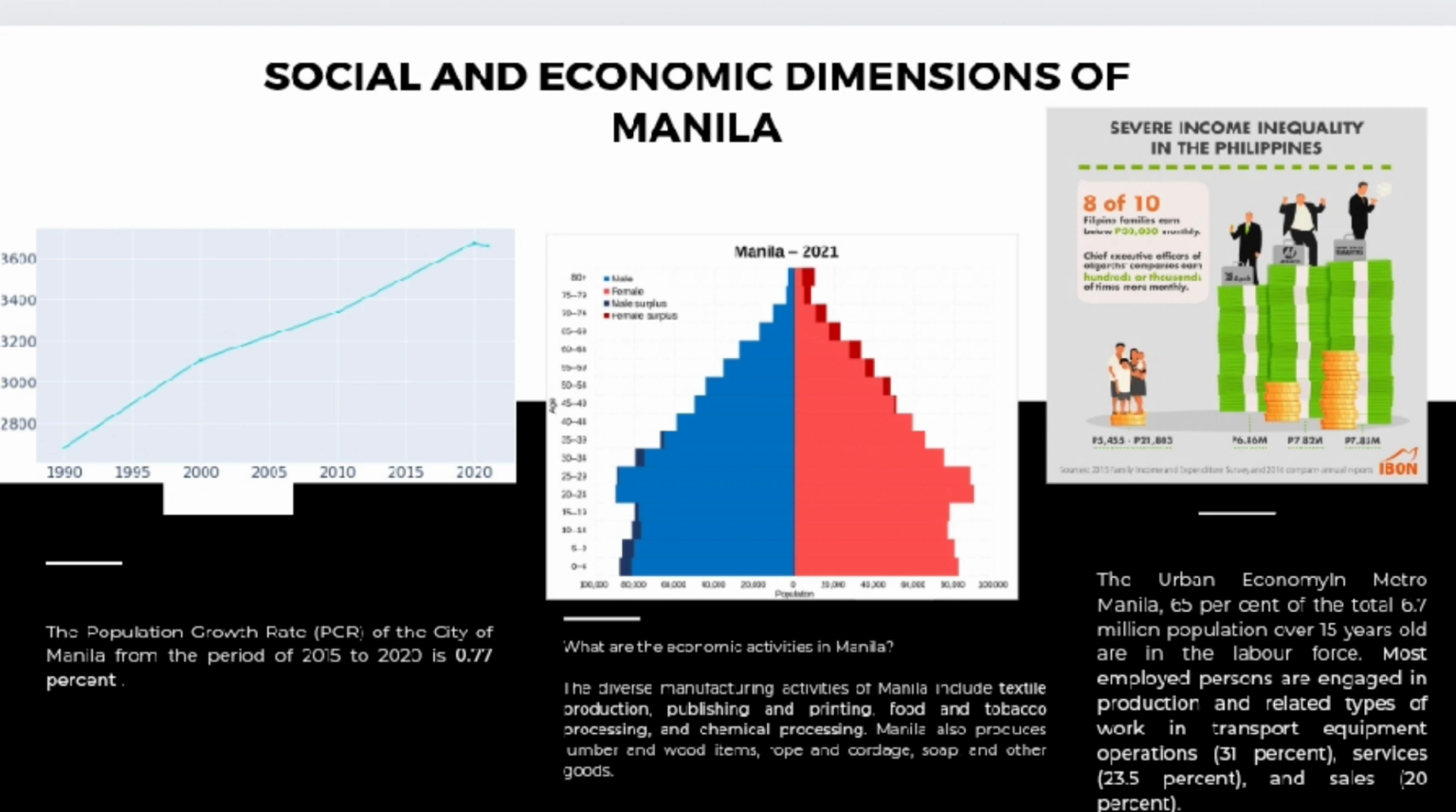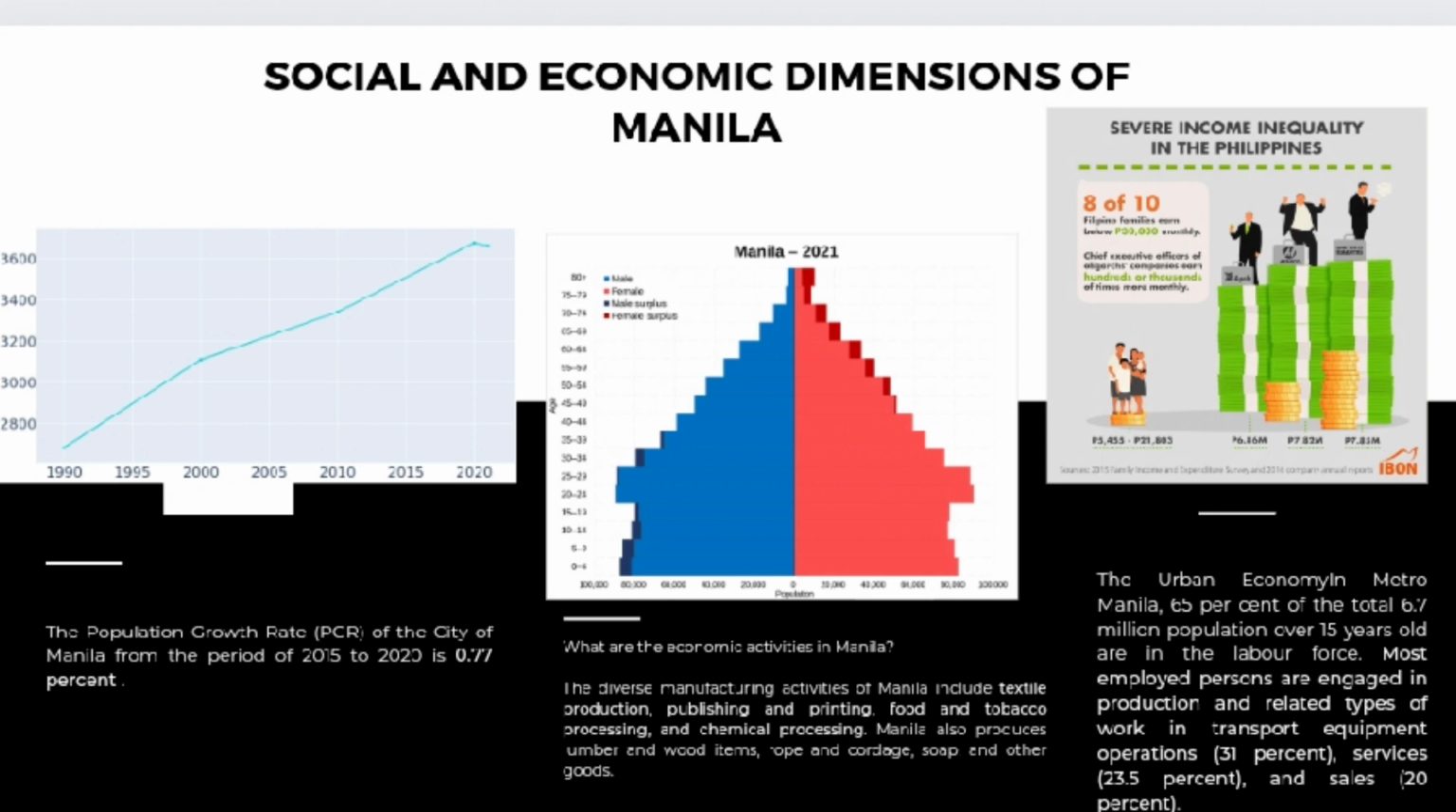So, in the Philippines, there is severe income inequality. So, 8 of 10 Filipino families earn below 30,000 monthly. Chief executive officers of companies earn hundreds or thousands of times more monthly. So imagine, mga mayayaman, mas maraming pera. At ang mga Filipino families ay kumikita lang ng 3,000 a month.